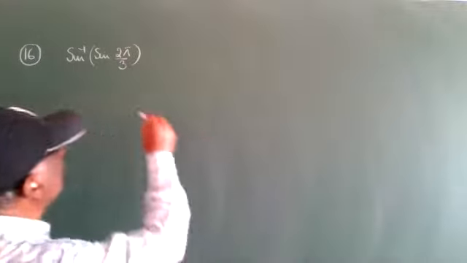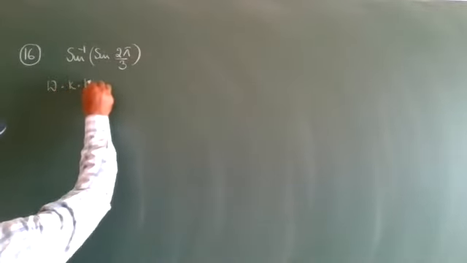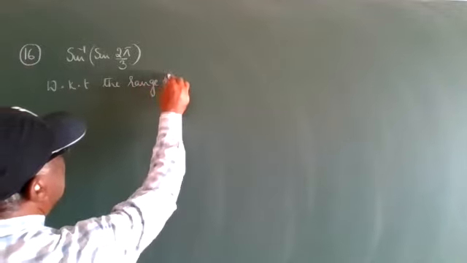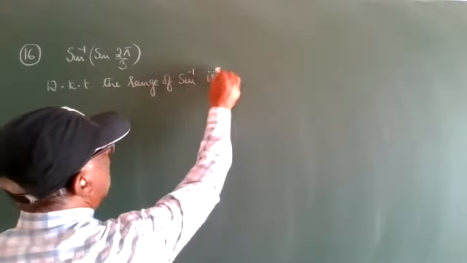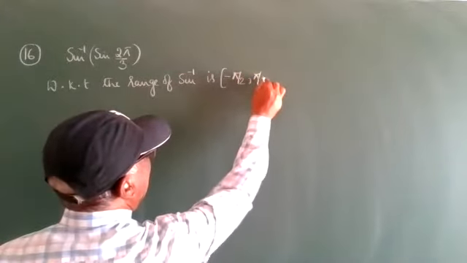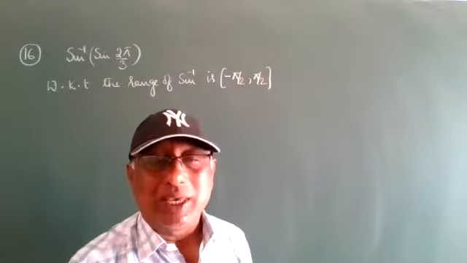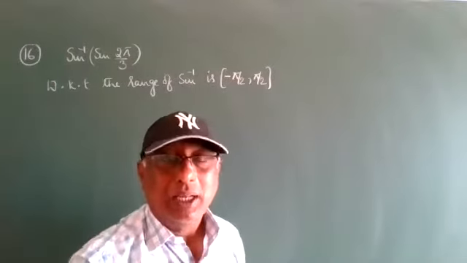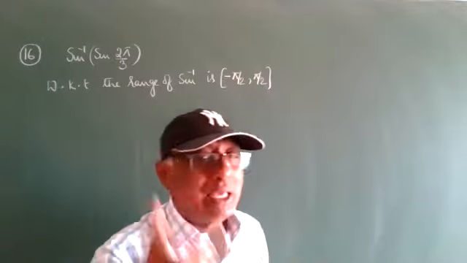Okay, now write down. We know that the range of sine inverse is minus 90 to plus 90. In between minus 90 to plus 90, no value is repeated. Therefore, it is both one-one and onto. Therefore, it is a bijective function. Every bijective function is an inverse function.